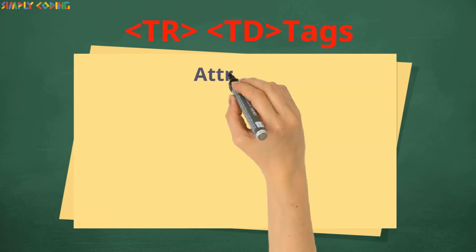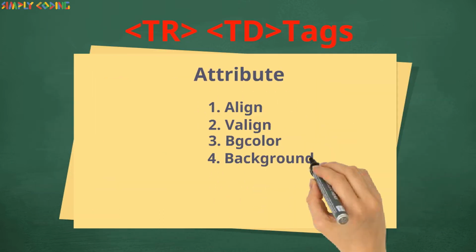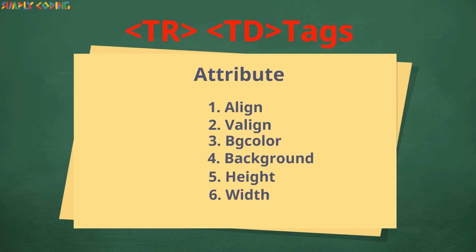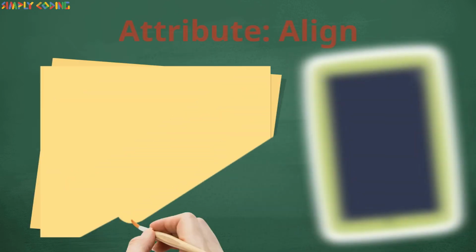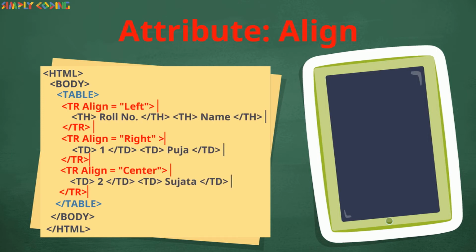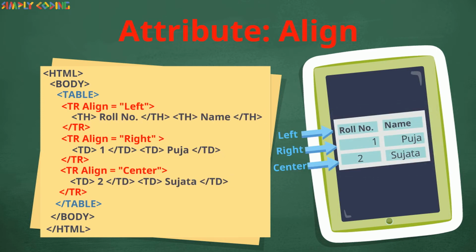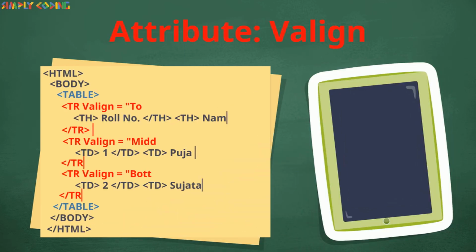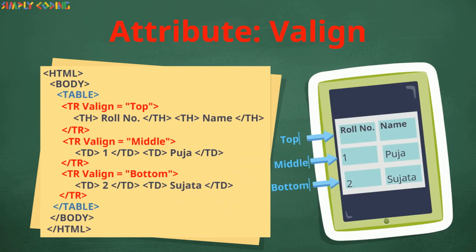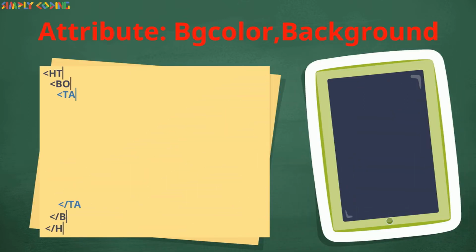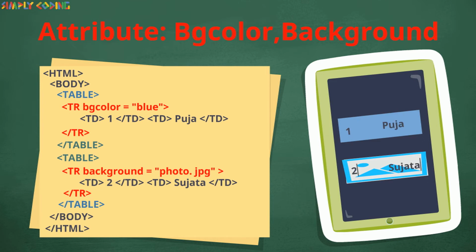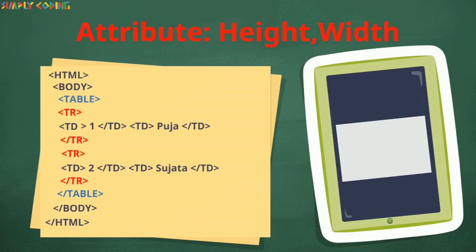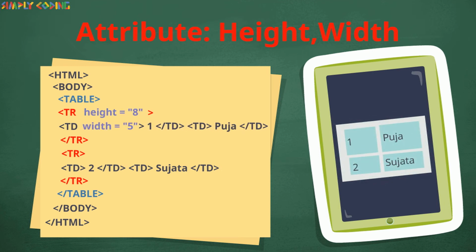The next few attributes can be used in tr or td to get row or cell specific formatting. Align is used to change the alignment of text. It can be left, right, center, or justify. VALIGN is used to vertically align the text, and it could be top, middle, bottom, or baseline. BGCOLOR and background are used to either have a single background color or set an image. Height and width are used to set the height and width of the cell.